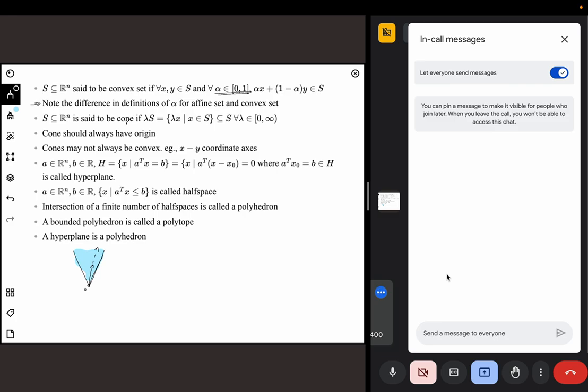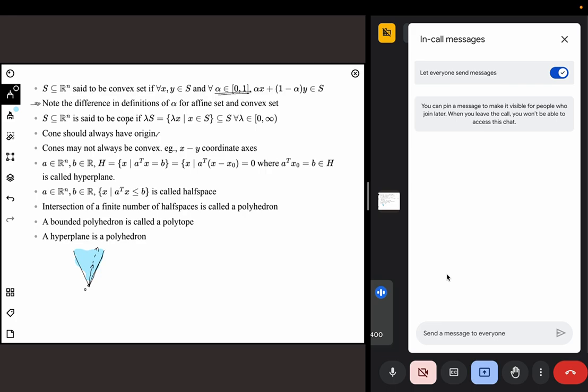Again, for now all these definitions will be useful later. Just bear with me that I'm not explaining the significance now, but just stick to the definitions. How these definitions will be used to solve our optimization problem, we'll see in the coming weeks. And by this definition, it should always have an origin. So if x equals 0, lambda x will also be 0, since lambda times 0 is 0, so that will also belong to the same set. So whenever we have a cone, the origin should always be there in the cone.